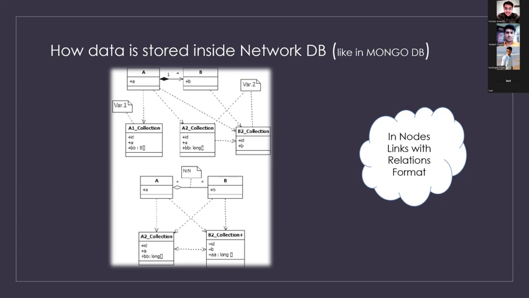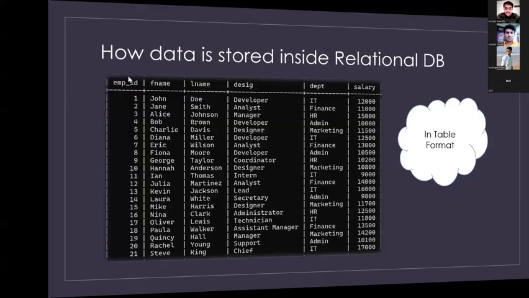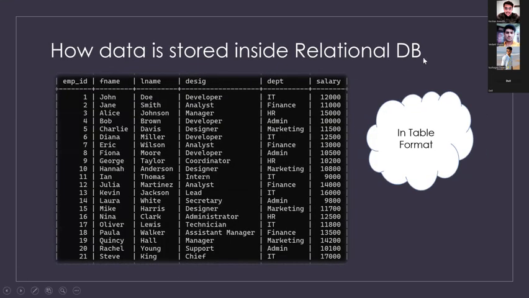Next, this is how data is stored inside a relational database. This is the part which we will follow up to the end of this SQL series. Data is stored inside the database in the form of tables. Here you can see an employee table with columns employee ID, first name, last name as F name and L name, designation, department and salary. Under each column, data schema instances are written.